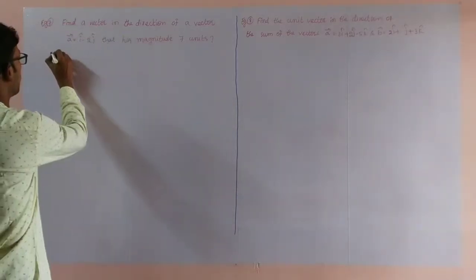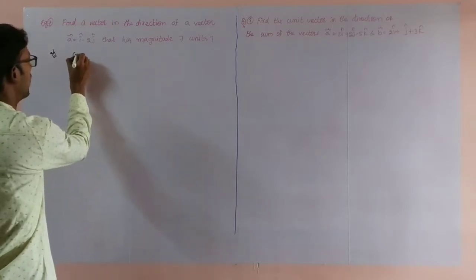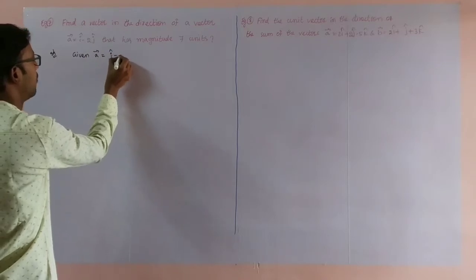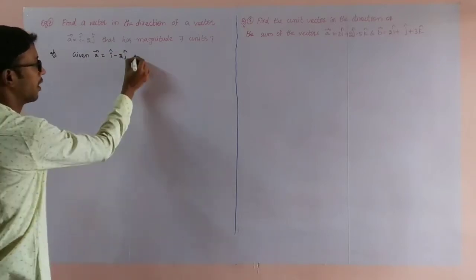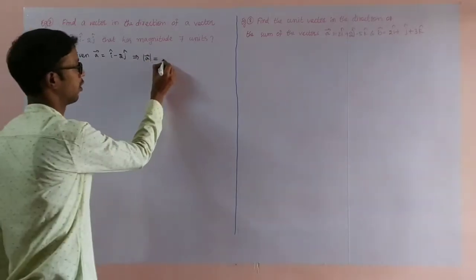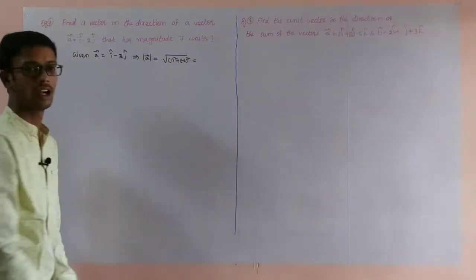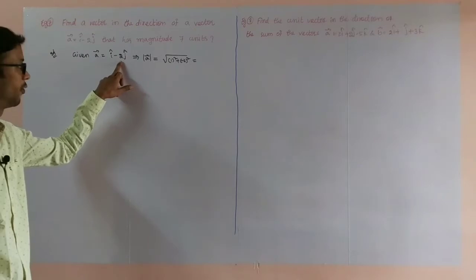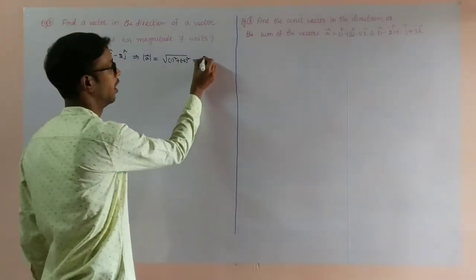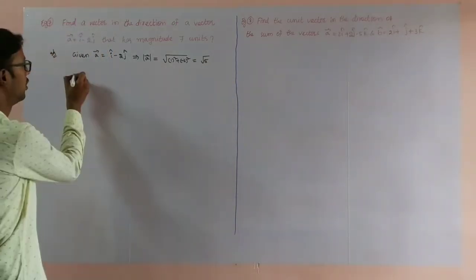First I will write, given a bar is equal to i cap minus 2j cap. This implies magnitude of a bar is equal to square root of 1 square plus minus 2 whole square. The i coefficient and j coefficient, the scalar components, we have to square here. How much will you get? Root 5. Next, the unit vector.